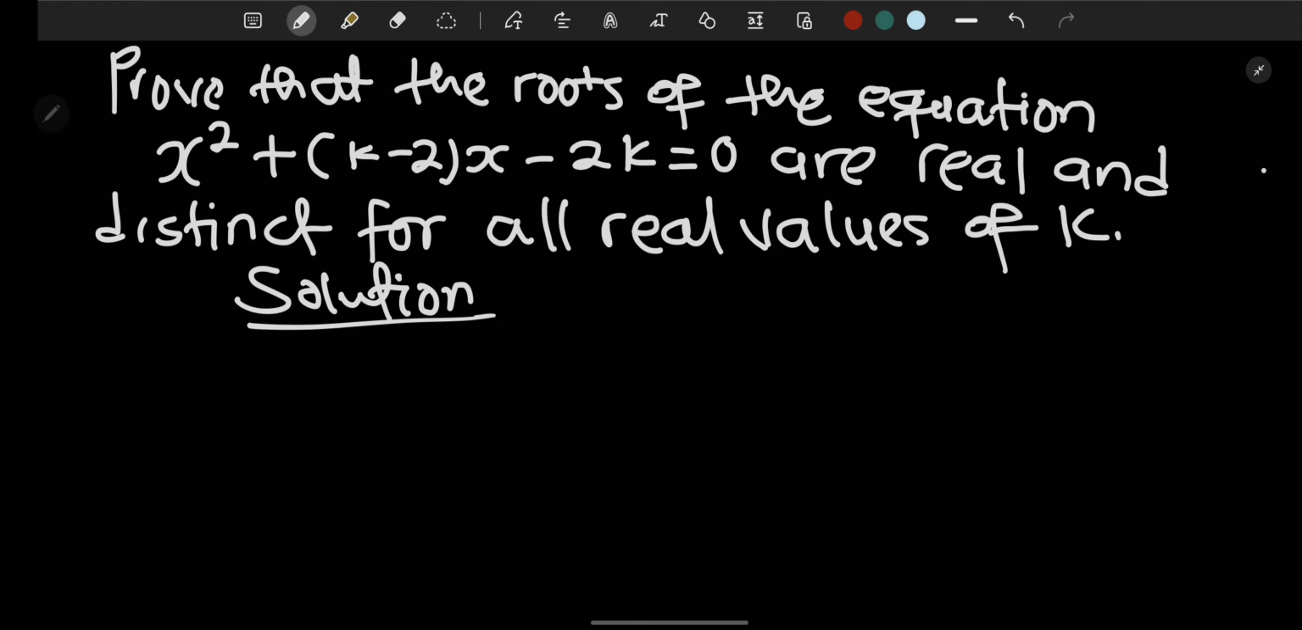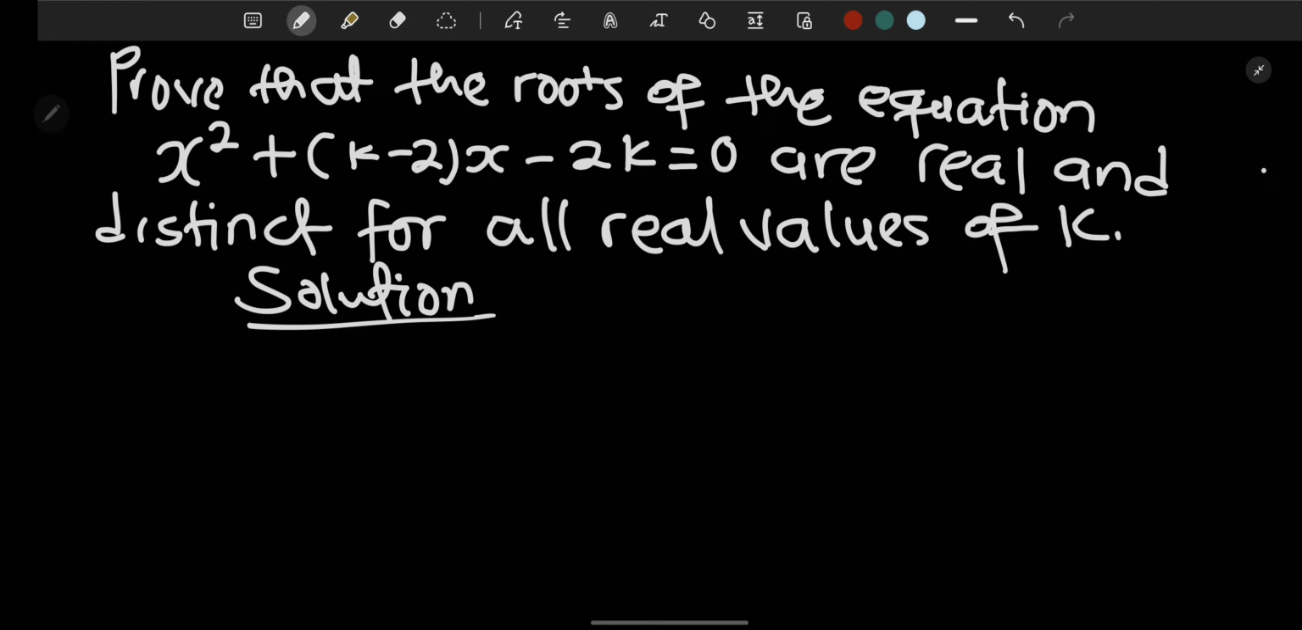In today's tutorial, I will provide a solution to this given problem. We have to prove that the roots of the equation x squared plus (k minus 2)x minus 2k equals 0 are real and distinct for all real values of k. Okay, so this is what we are given.